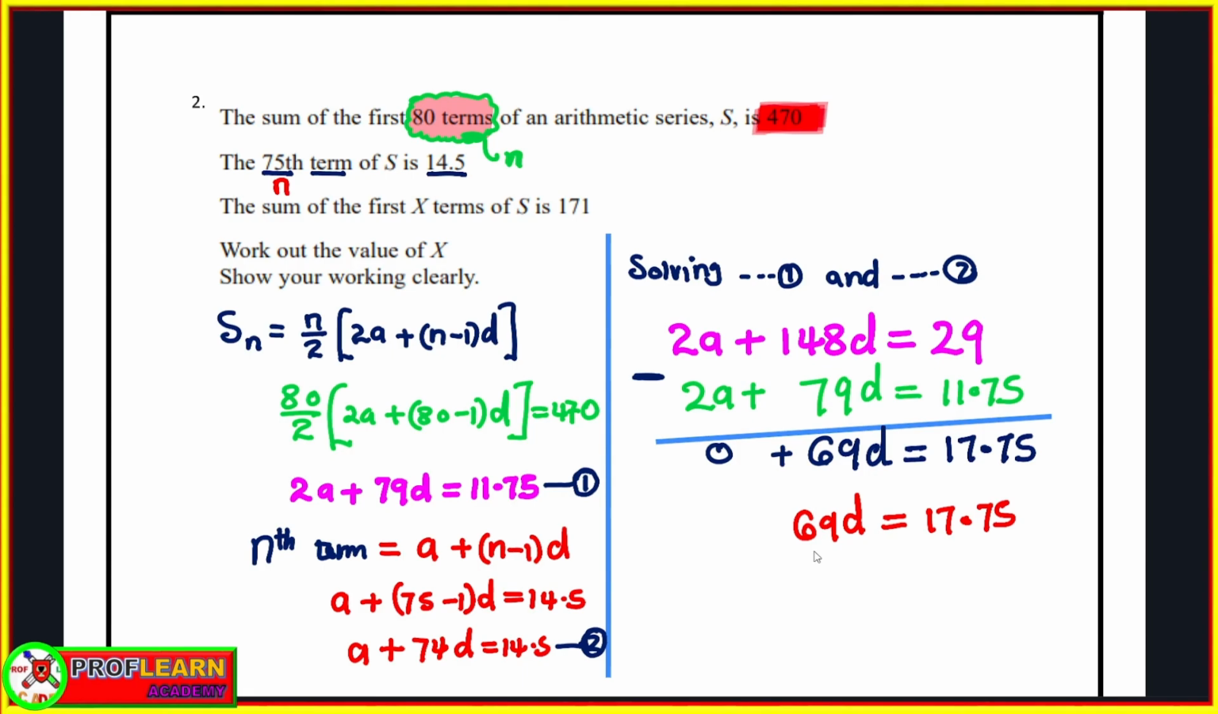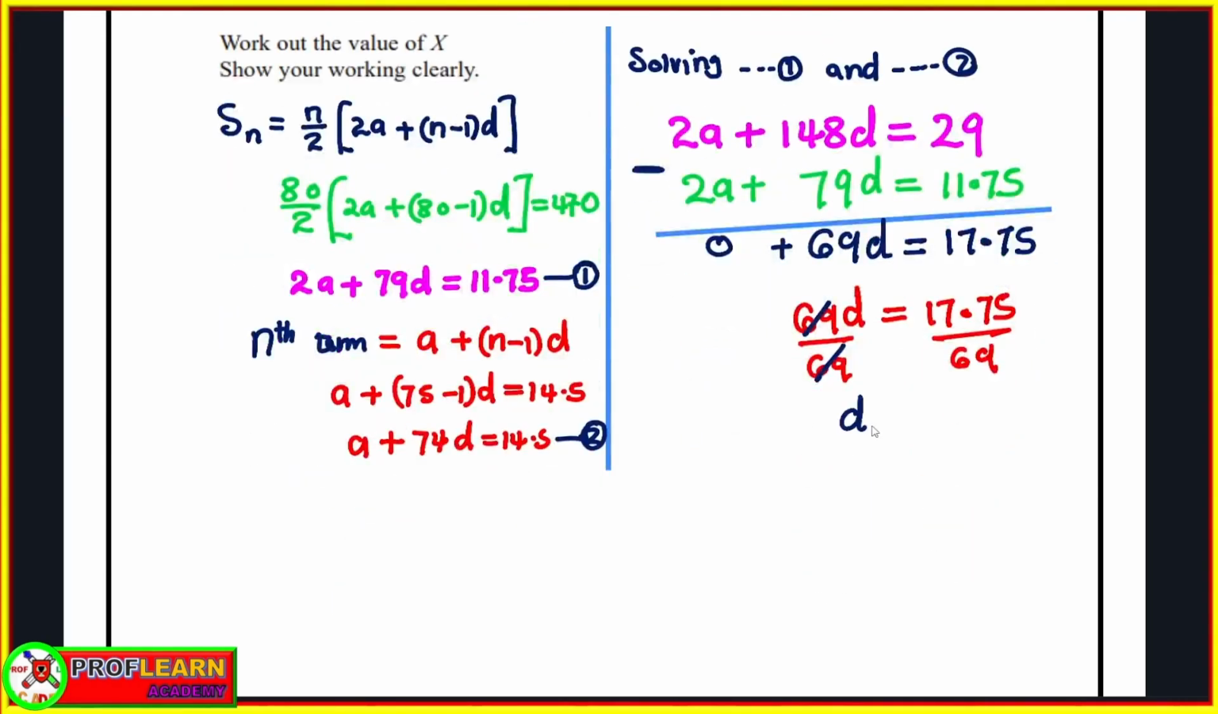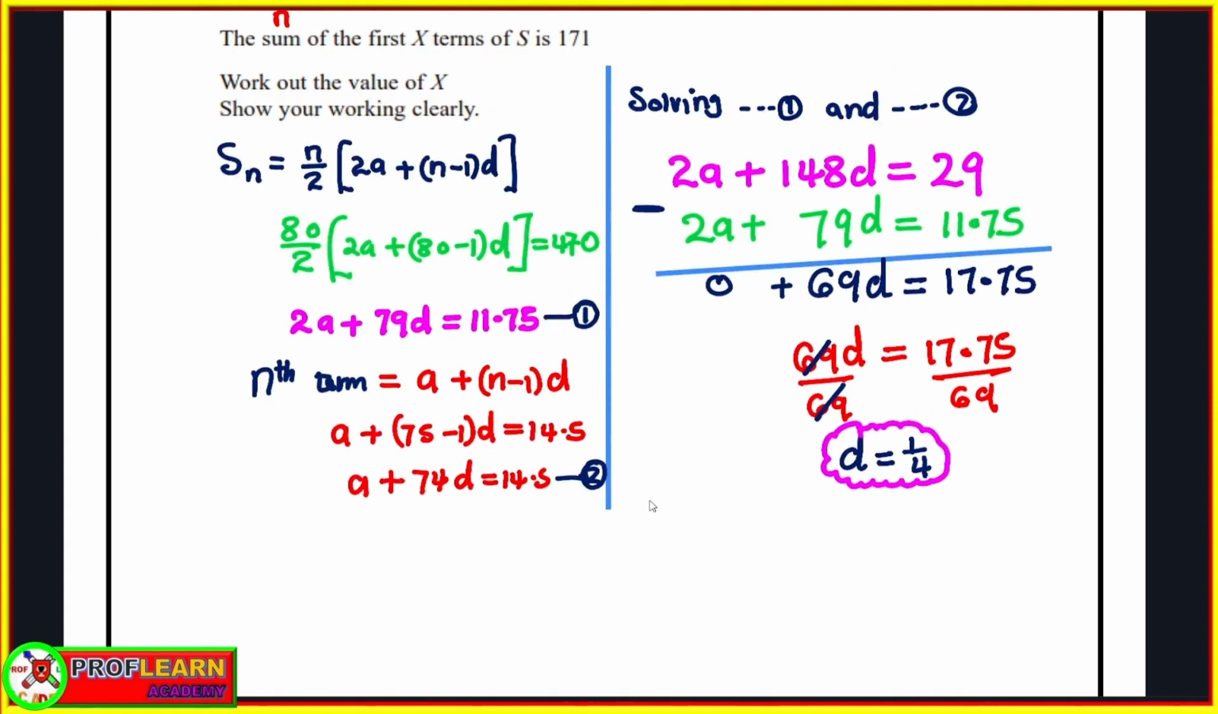Then we can be able to deal with 69d by dividing both sides, so that we are going to have d reducing to a quarter. So this is the common difference.